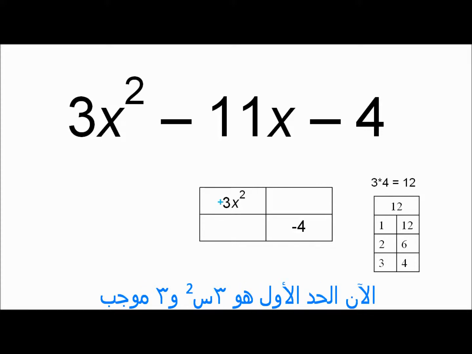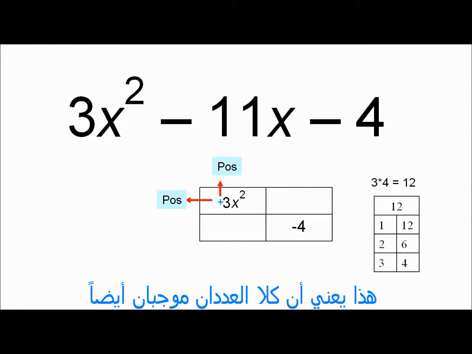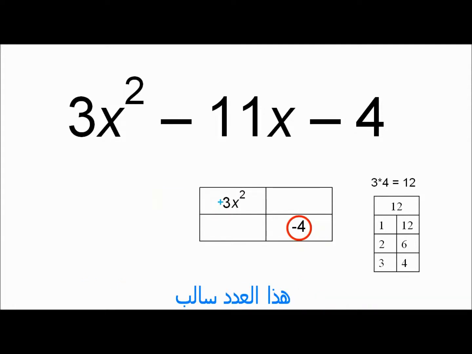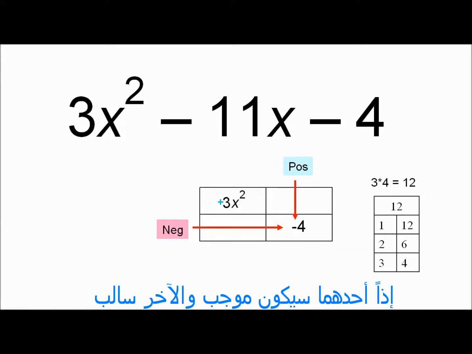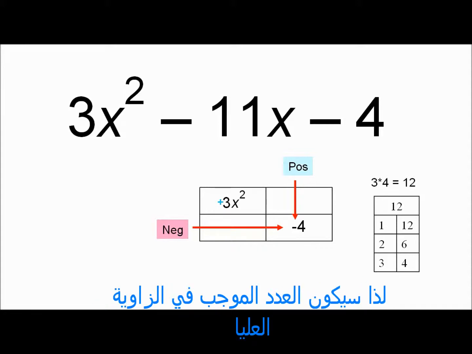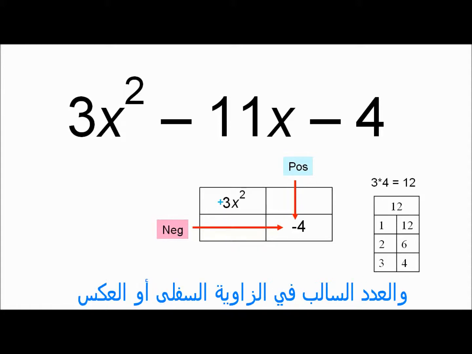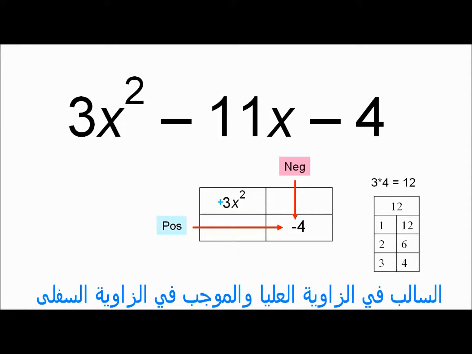Now, our first number, 3x squared, the 3 is positive. That means that both of these positions in our table are going to be positive numbers as well. This number is negative. That means that these two numbers have to multiply to give me that negative number. So one must be positive and one must be negative. It could be the positive on top and the negative on the side, or reversed, with the negative on top and the positive on the side.